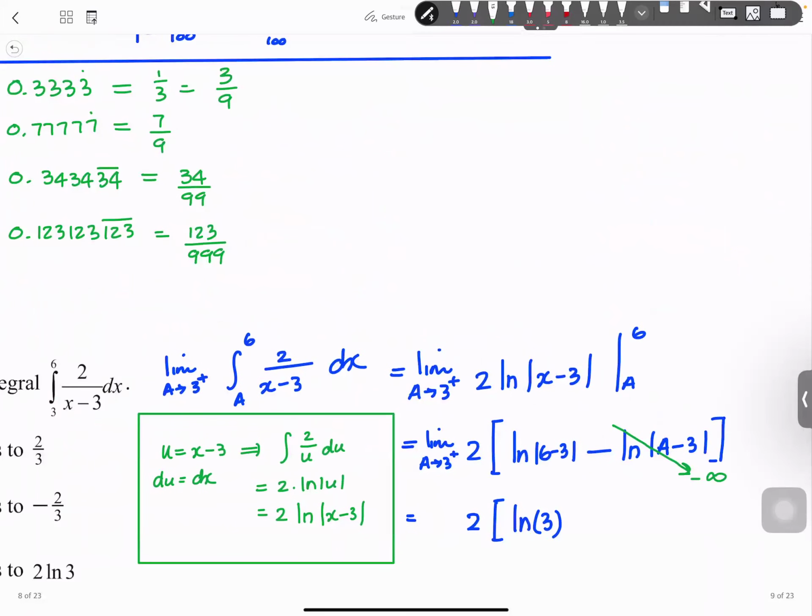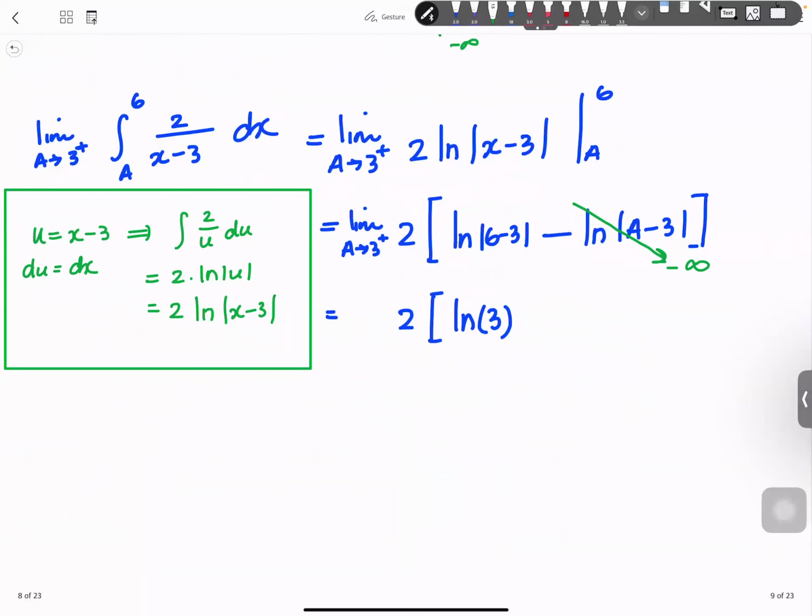What does the graph of a natural log look like? If we graph natural log, it looks like this. You see, this is 1. So as we're approaching the 0 value, you see the function value dips down to negative infinity, right? So back to my problem here.